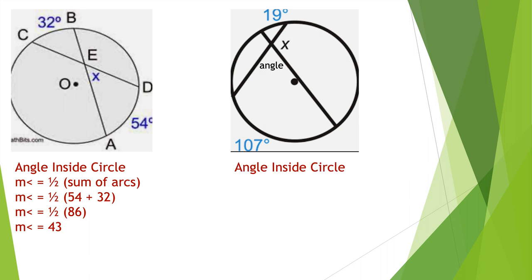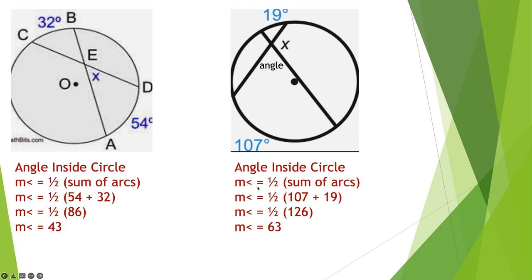Okay, so the angle's inside the circle, so the measure of the angle is half the sum of the arcs. What arcs? Well, the angle we're looking for, it says angle right there, the arc is 107. On the back side, its vertical component, the arc is 19. So it's half of 107 plus 19, half of 126, which is 63. But to get x, it's the linear pair to 63. So I've got to do 180 minus 63, and I get 117.